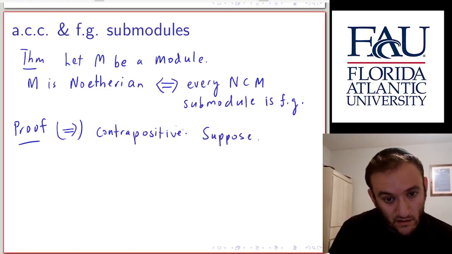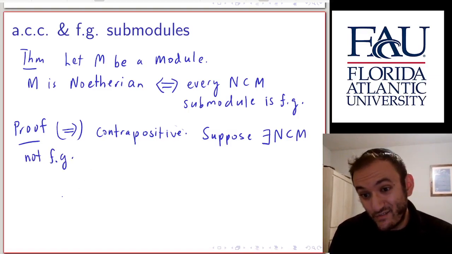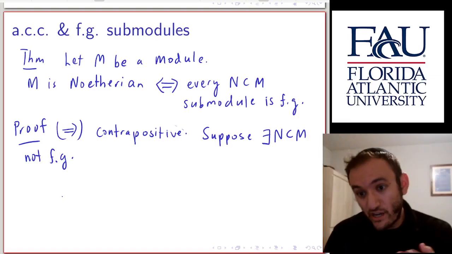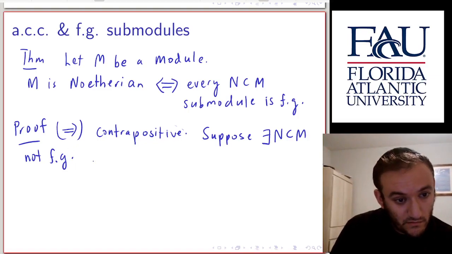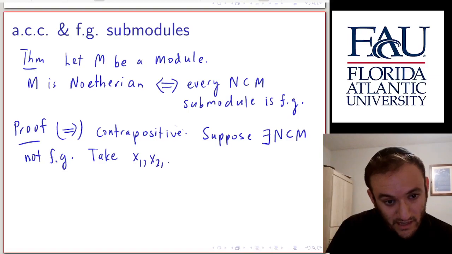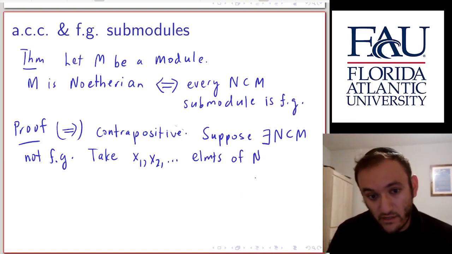Suppose there exists a submodule N in M not finitely generated. Then its list of generators, if you take sublists and see the submodule they generate, will be an ascending chain of submodules which will not be stationary. So take a list x1, x2, etc., elements of N such that xi is not generated by x1 through xi minus 1.